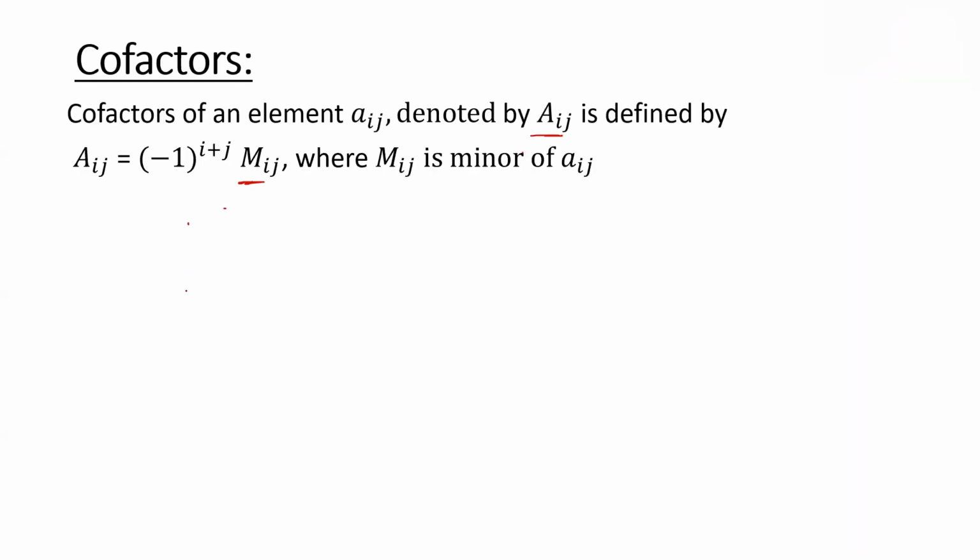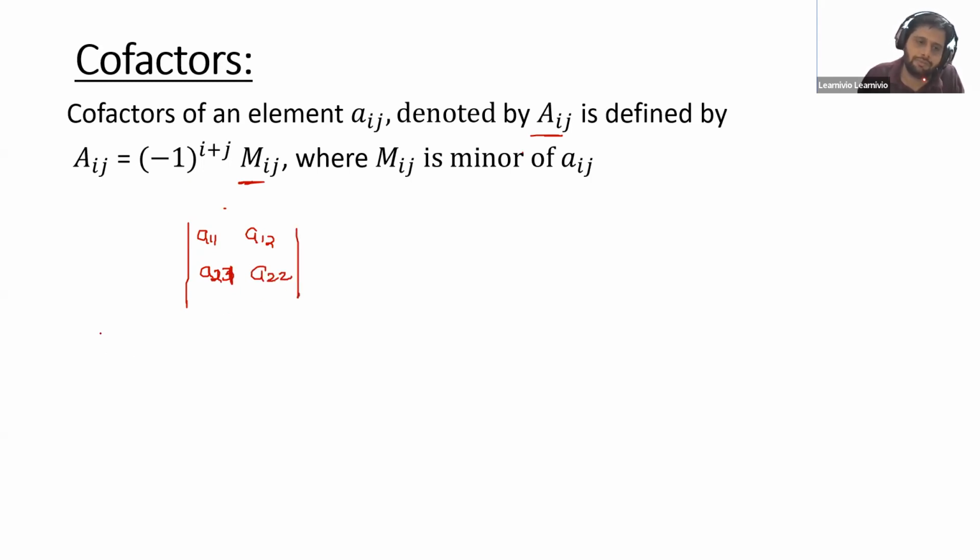Okay, so we will take an example. For example, we have this one: A11, A12, A21 and A22. We have these elements. First of all, we'll find the minor. M11 is equal to A22. M12 is equal to A21. M21 is equal to A12. And M22 is equal to A11. So we get these elements.